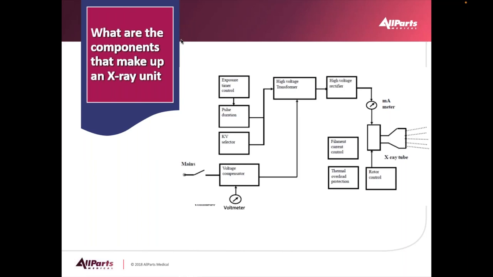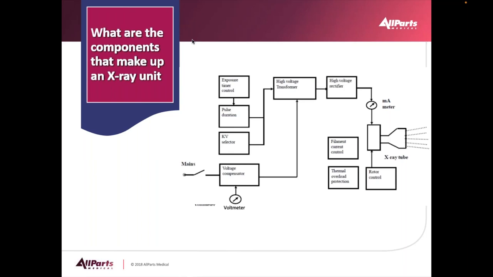Some kind of voltmeter to make sure that power is correct. We have to have an exposure timer. In X-ray, we turn the X-ray on for a period of milliseconds and we turn it off. Well, this circuit is what does that. Pulse duration, that circuit sets up the duty cycle on the high voltage rectifier. It determines how much power we're going to output. We have to have a KV selector. KV is what we use to penetrate into the body.